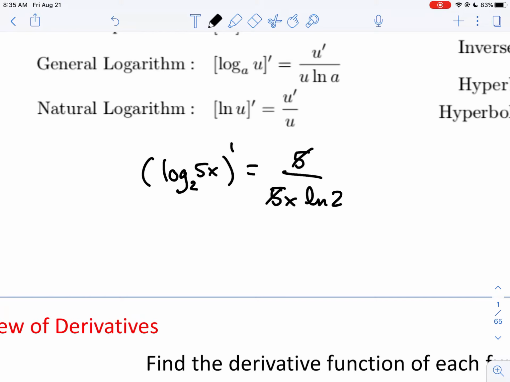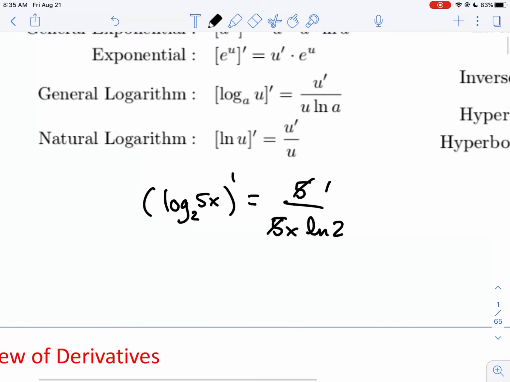Now, in this particular case, the 5s would cancel, so you could just write 1 over x times natural log 2, but sometimes they simplify, sometimes they don't. But you need to remember these 3 pieces. Derivative of the argument divided by the argument times the natural log of the base.